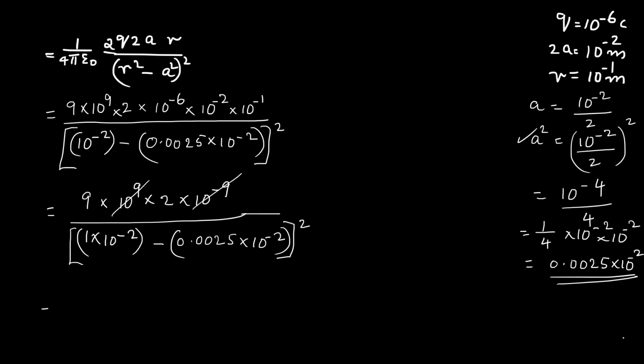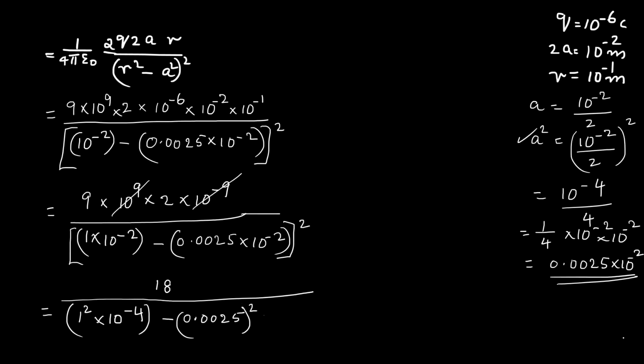What remains is only 9 into 2, which is equal to 18, divided by 1 raised to 2. We know it is 1, but yet we will represent it as 1 raised to 2 into 10 raised to minus 4, minus 0.0025 raised to 2 into 10 raised to minus 4.